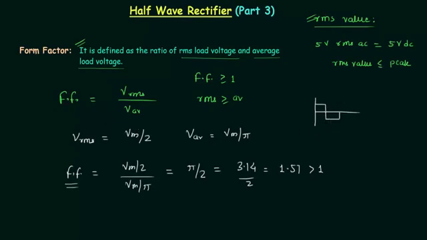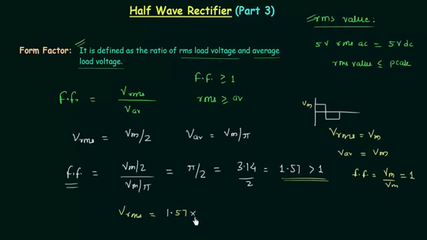If we have a square wave like this, in case of a square wave, the RMS value of voltage is equal to Vm, the peak voltage, and the average load voltage is also equal to Vm. So form factor is equal to Vm by Vm, and it is equal to 1. So form factor is always greater than or equal to 1, and from this result we can say that the RMS value of load voltage is equal to 1.57 times of the average load voltage. This is what we can derive from the obtained result.